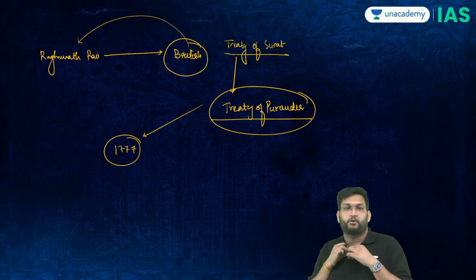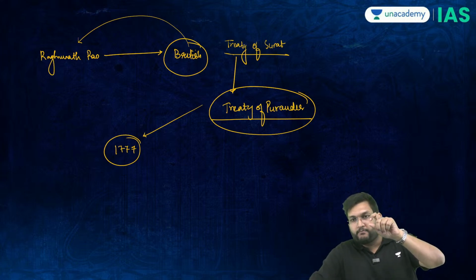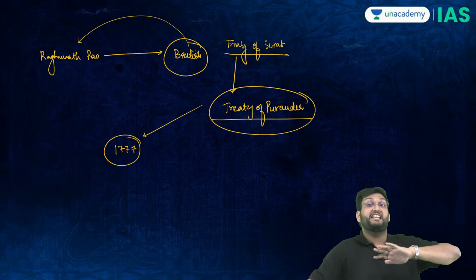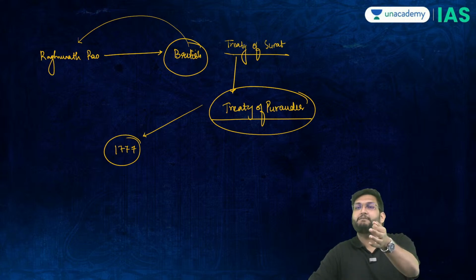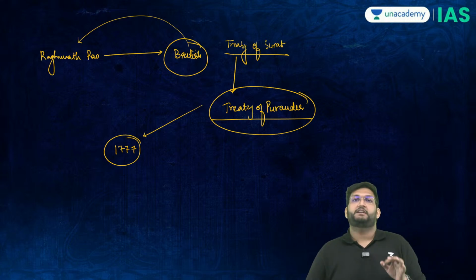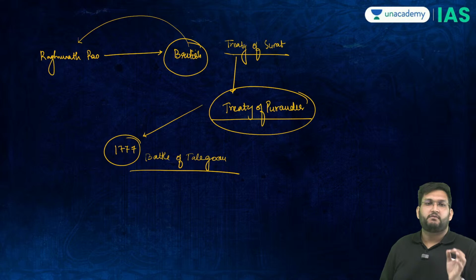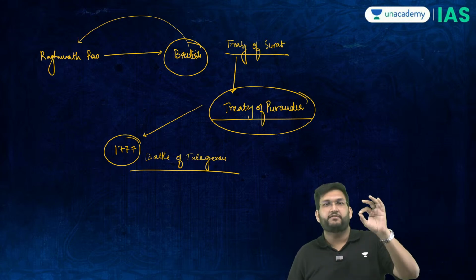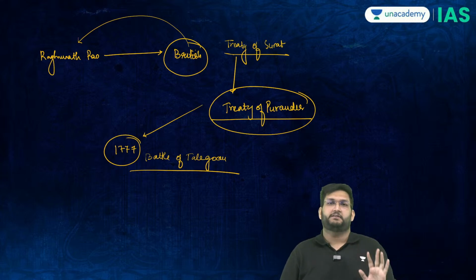In 1777, what is going to happen is that Nana Fadnavis is going to give a port to the French, something which the English don't like. And the English will do the foolishness of challenging Nana Fadnavis. They will fight what is called the Battle of Talegaon. And in the Battle of Talegaon, Nana Fadnavis will give a crushing defeat to the British, humiliate the British. Well deserved also, humiliate the British.